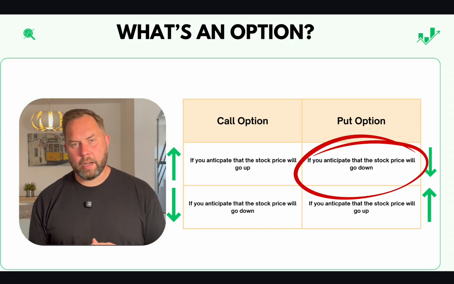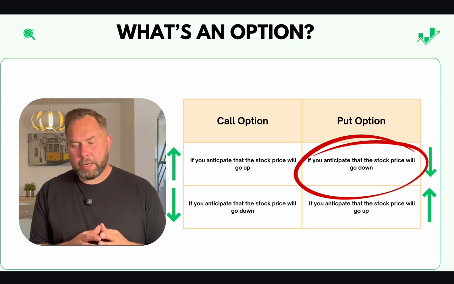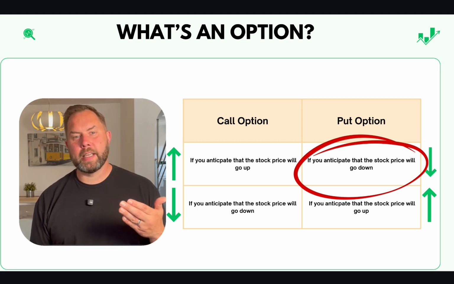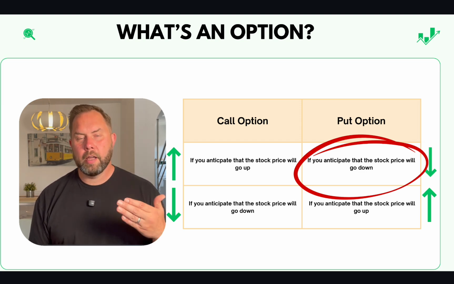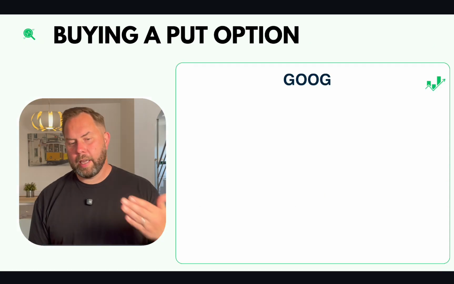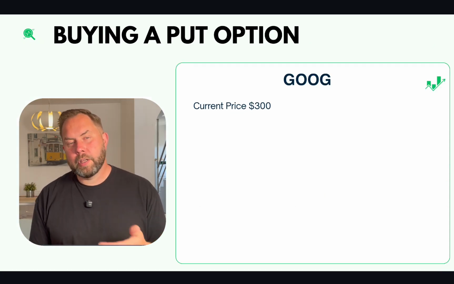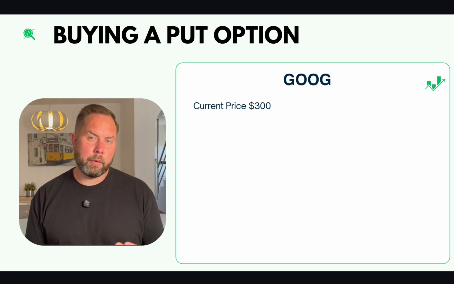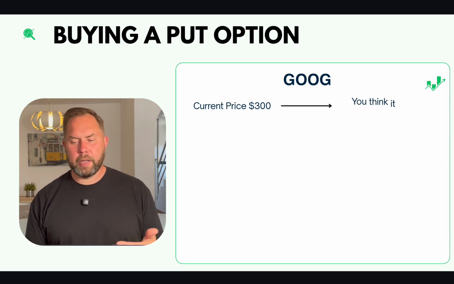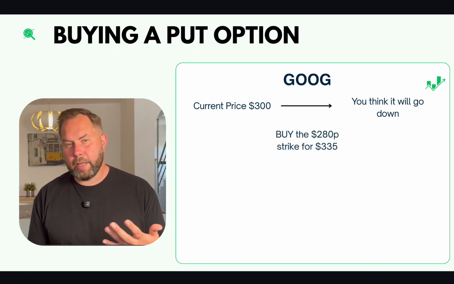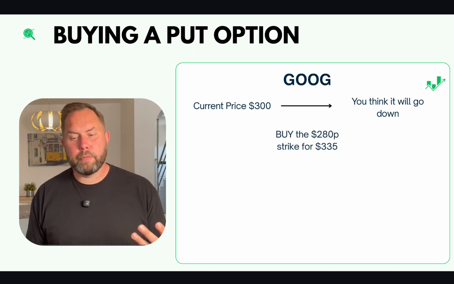Now, let's talk about buying a put option. Again, you anticipate the stock price is going to go down, and this is what people mean when they say people are shorting the market. They are buying put options. Again, let's talk about Google. You would buy a put option if you think Google price is going to go down. So the current price is 300 and you think it's going to go down from there. So you could buy the 280 put, or you could buy in the money put. You could buy right at 300.